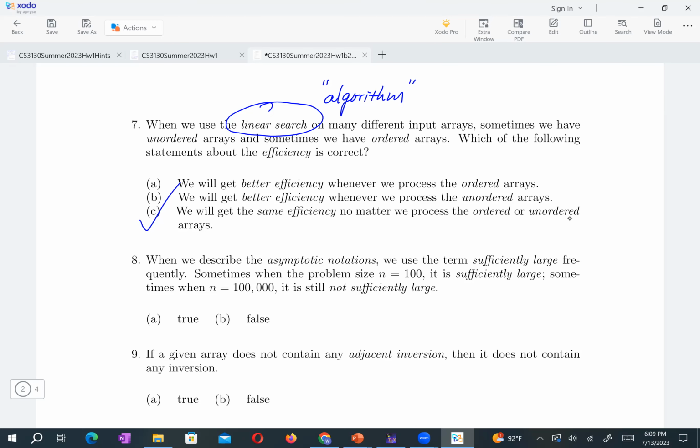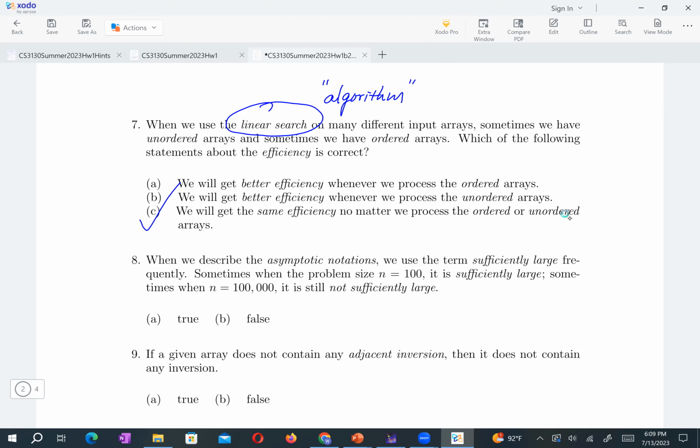So ordered, unordered. How do you see that the ordered one would give you a faster search? You don't know what the search key is. You have no idea what the search key is. Given a search key, can you say that in an ordered array, applying linear search, we will get a faster result than unordered? You cannot, right?